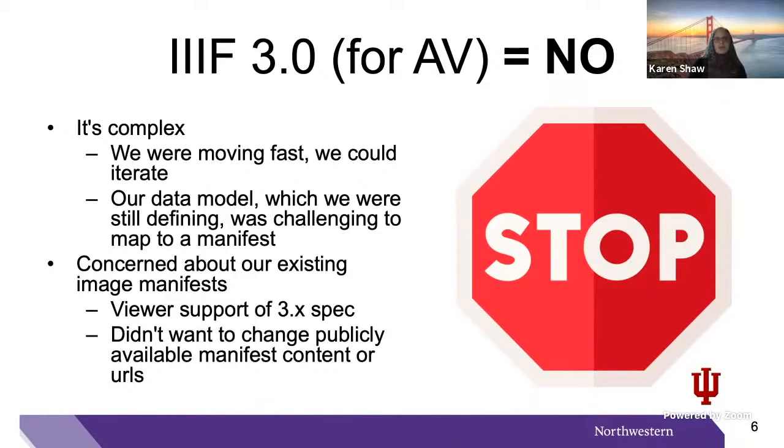We were concerned about viewer support of the 3.x spec. Our React OpenSeaDragon viewer that we were using would need some work to support v3. We also didn't want to change publicly available current manifest content or URLs. So in a nutshell, we were thinking about this as a big move from 2 to 3, updating our image manifest and viewer and totally dropping support for 2 altogether. And it was overwhelming to us.